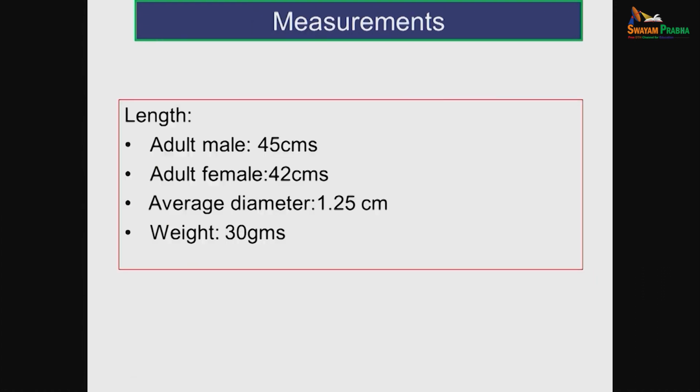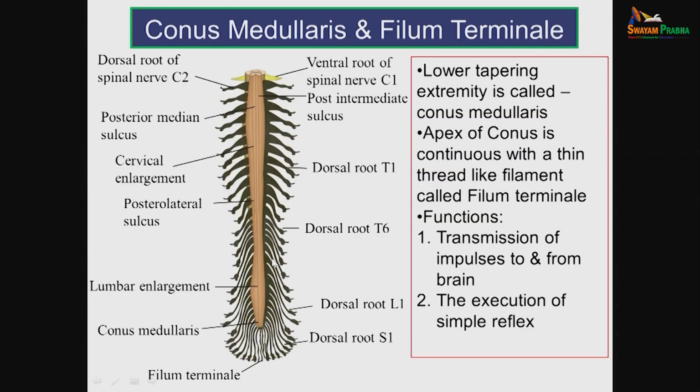Coming to the measurements, in adult males, the length is 45 centimeters and in case of females, it is 42 centimeters. The average diameter is 1.25 centimeters and it weighs 30 grams. So, the spinal cord ends at the lower border of L1 in a tapering extremity. You can see from this picture that the cord is ending in a conical tapering extremity which is called the conus medullaris.